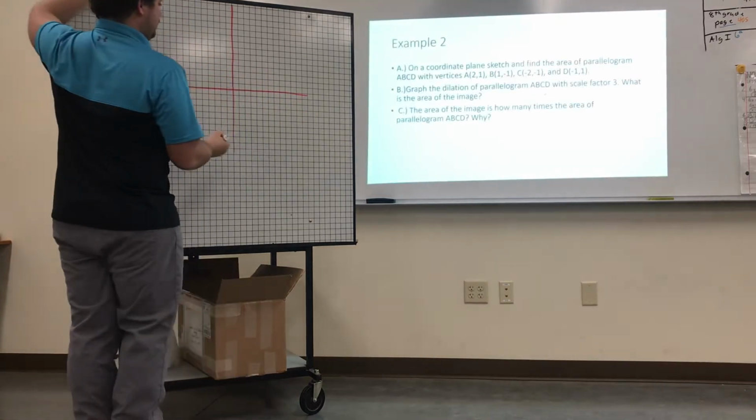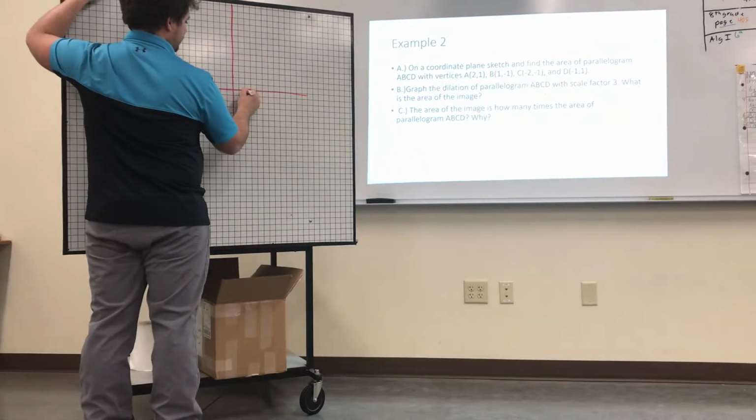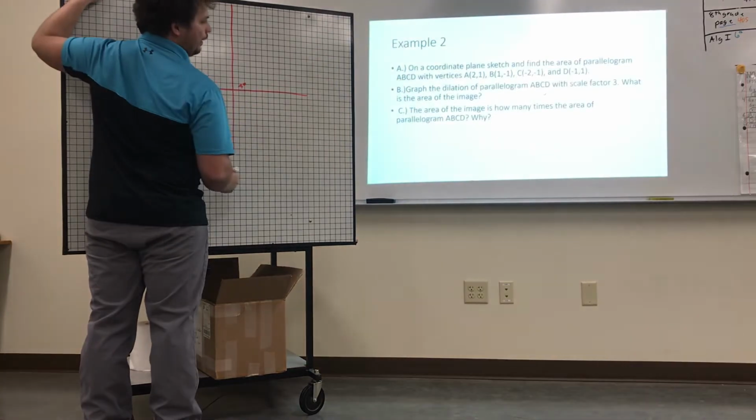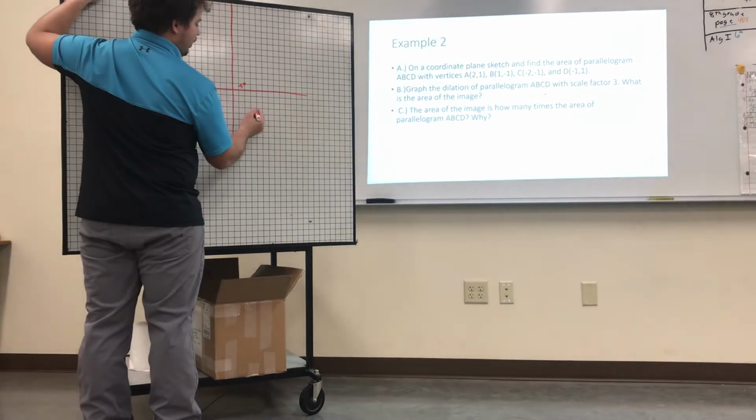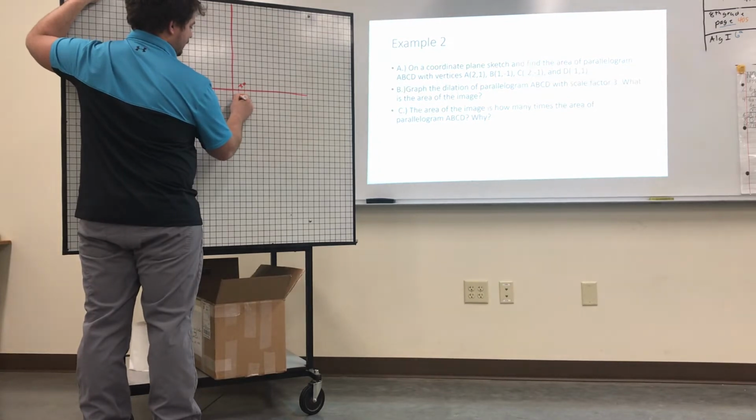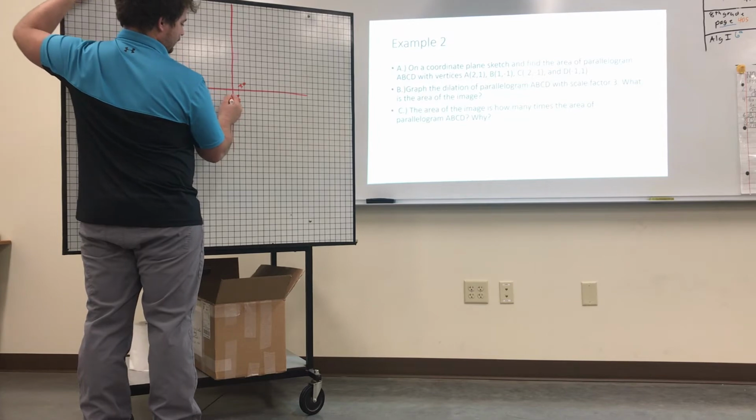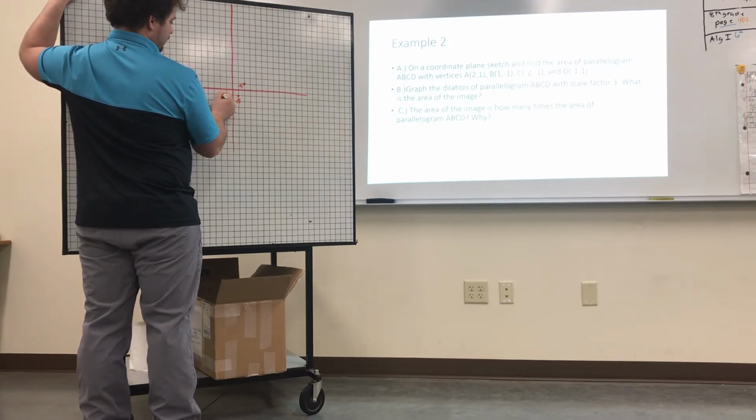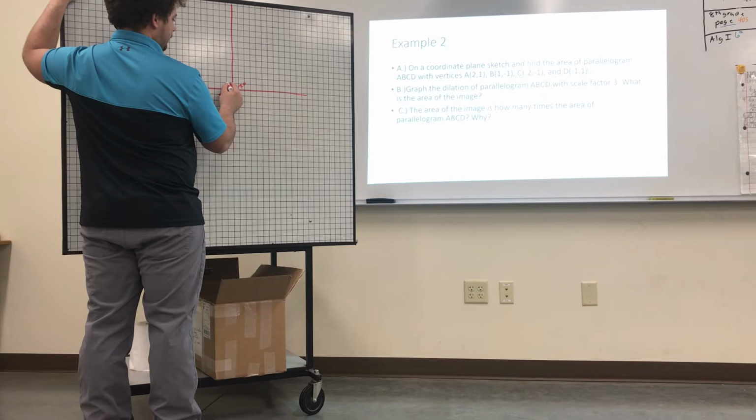Alright, so A is going to be at (2, 1). That's going to be A. Alright, B is going to be at (1, -1). This is B. Alright, C is going to be at (-2, -1). So there's C. And D is going to be at (-1, 1).